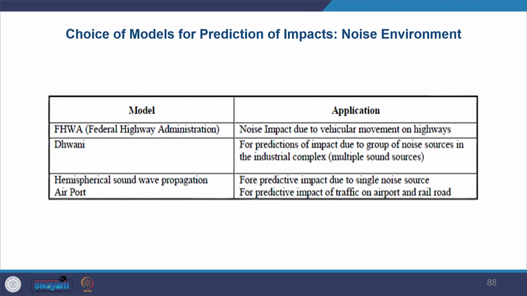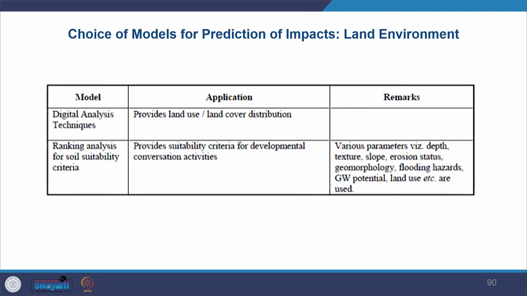And then you have models for noise environment impact assessment also within this. So you can see the Federal Highway Administration, FHWA, has a model which helps you assess noise impact due to the vehicular movement. Then you also have the Dhwani model, and then you also have the hemispherical sound wave propagation airport model. That model is also there.